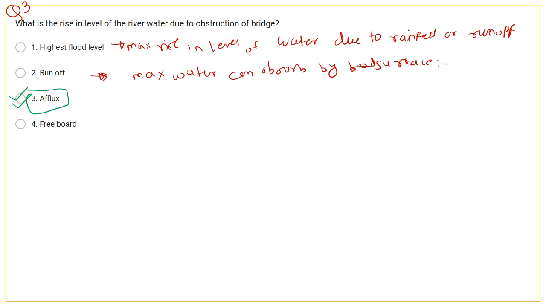If that surface reaches its maximum level of absorption and the remaining water is not absorbed by the surface, or the water which is more than the absorption capacity of the surface, is nothing but runoff.